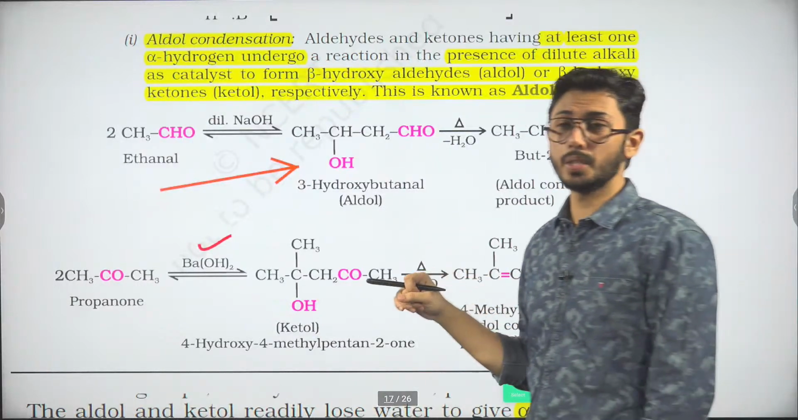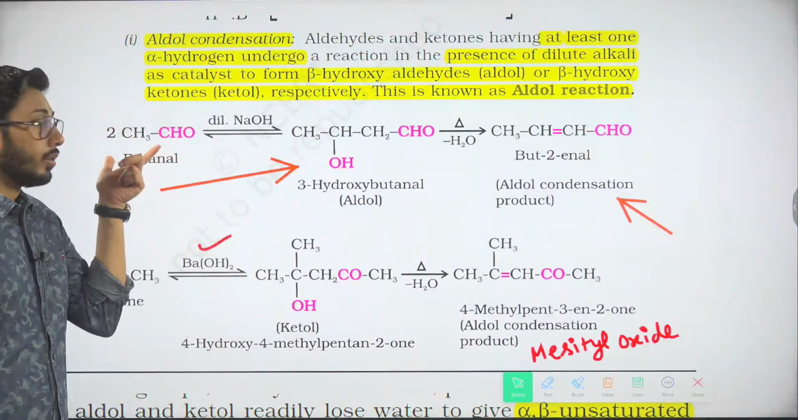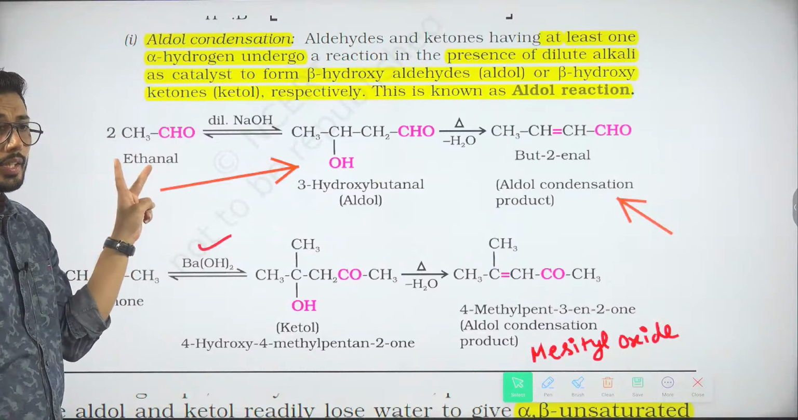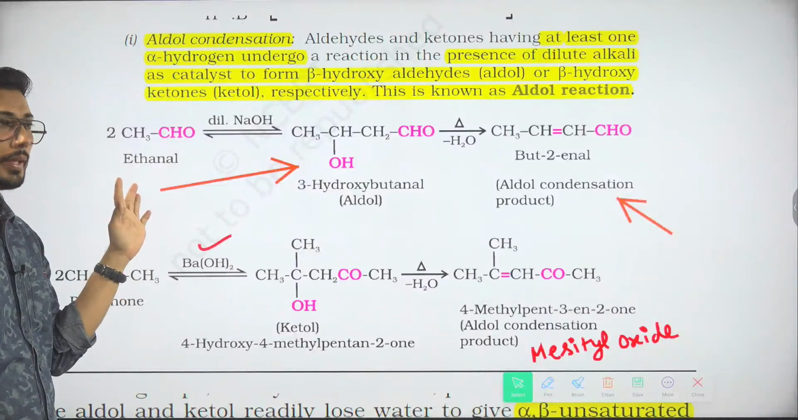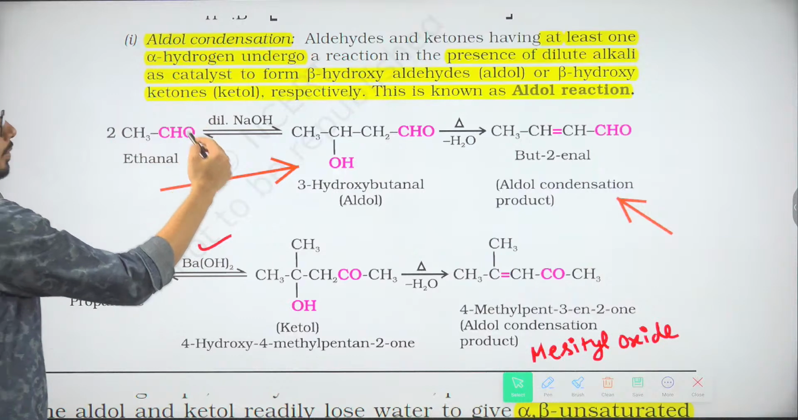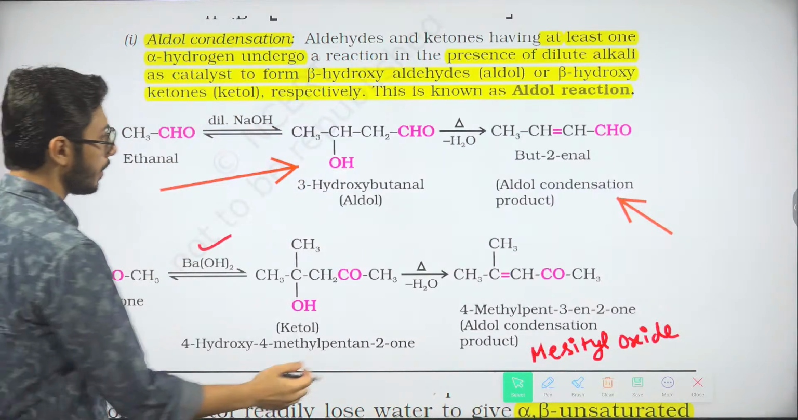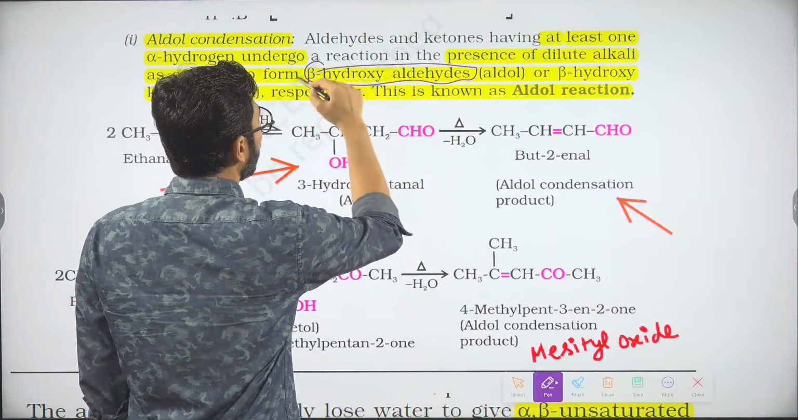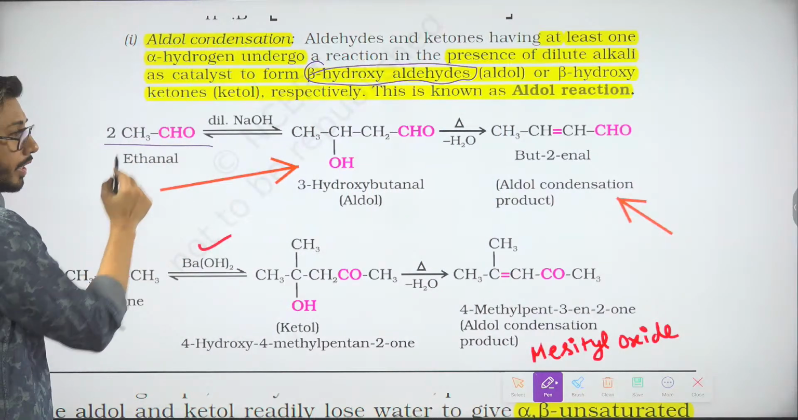In aldol condensation, what is the requirement? The requirement is those aldehydes or ketones, how many moles are taken? 2. They should contain at least one alpha hydrogen, at least one out of any of them. At least one alpha hydrogen should be present, and which medium? Dilute alkaline medium is taken, which acts as a catalyst. And what is the product formed here? Firstly, a beta hydroxy aldehyde or ketone forms, meaning beta hydroxy carbonyl, like CH3CHO.